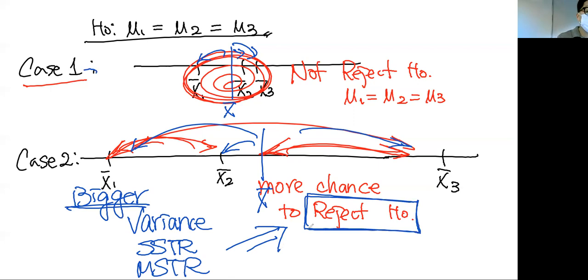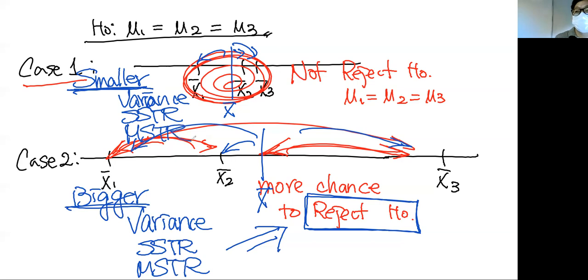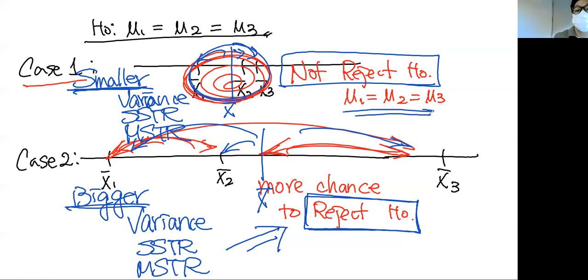The other way, with smaller variance, we can expect a smaller SSTR, finally a smaller MSTR. We are not going to reject the null hypothesis. In conclusion, we have to say they are almost the same. So that is the idea in ANOVA. Okay.